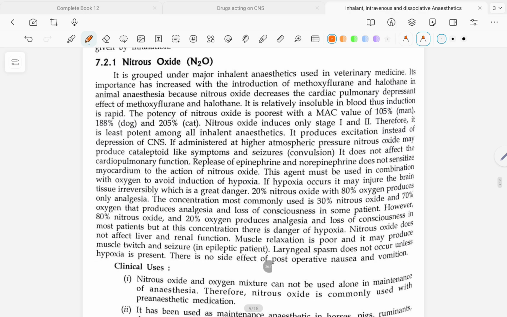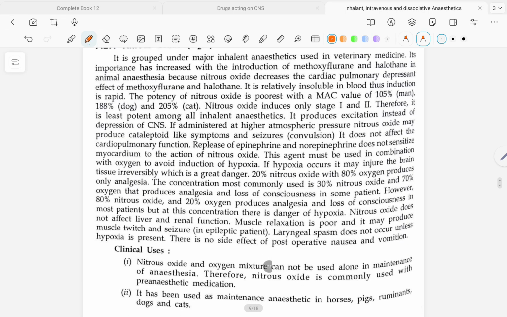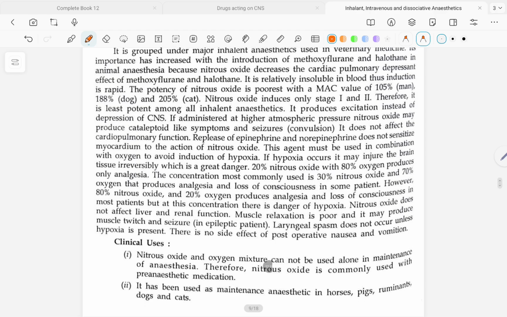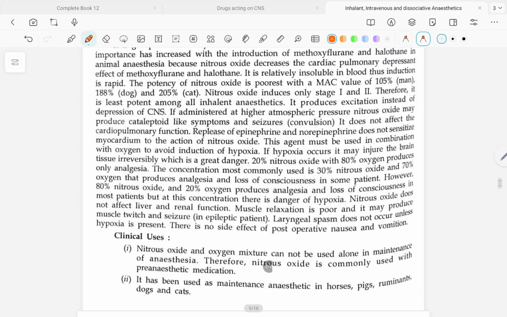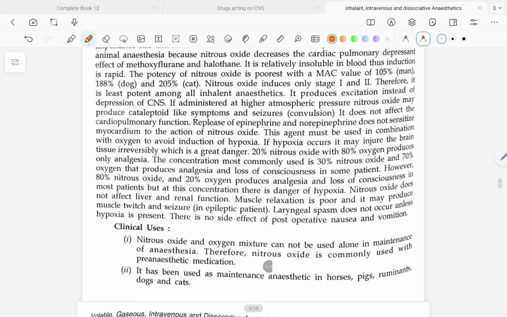The potency of nitrous oxide is poorest, with a MAC value of 105% in man, 188% in dog, and 205% in cat. Nitrous oxide induces only stage 1 and 2. Therefore, it is least potent among all inhalant anesthetics. It produces excitation instead of depression of the CNS. If administered at higher atmospheric pressure, nitrous oxide may produce cataleptoid-like symptoms and seizures, convulsions.